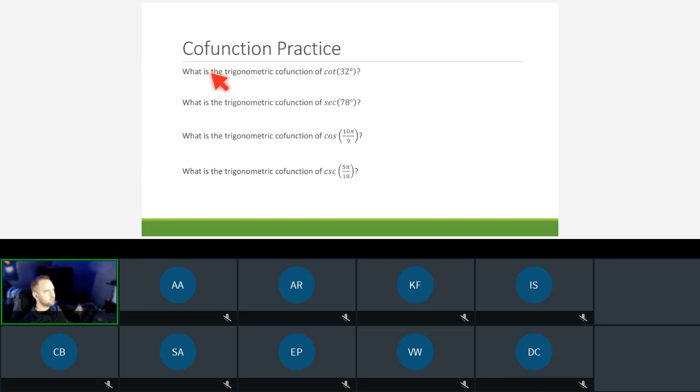All right, so let's practice these cofunctions. So what is the trigonometric cofunction of cotangent of 32? Well, you may want to take a wild guess based on that previous page. Don't forget the parentheses, it matters. But yes, you are correct.